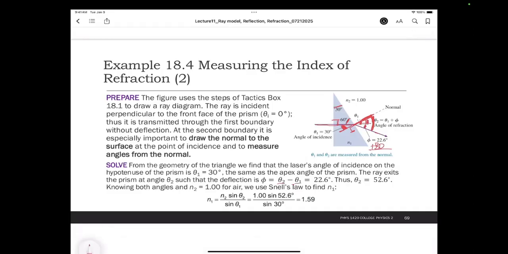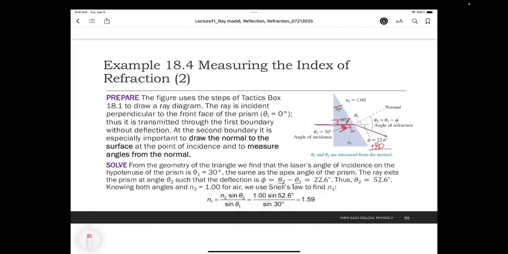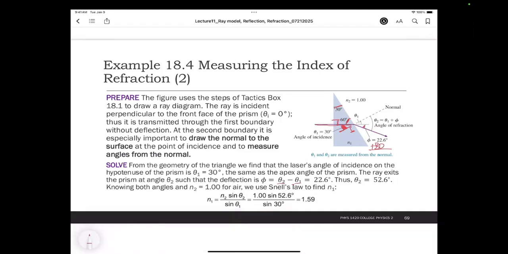This one is very similar to what I gave you, just with a different letter. This is phi, this is theta 1, and the total is theta 2. So phi equals theta 2 minus theta 1, equal to 22.6. Theta 2 equals phi plus theta 1. Phi equals 22.6 and theta 1 equals 30, so it is 52.6.